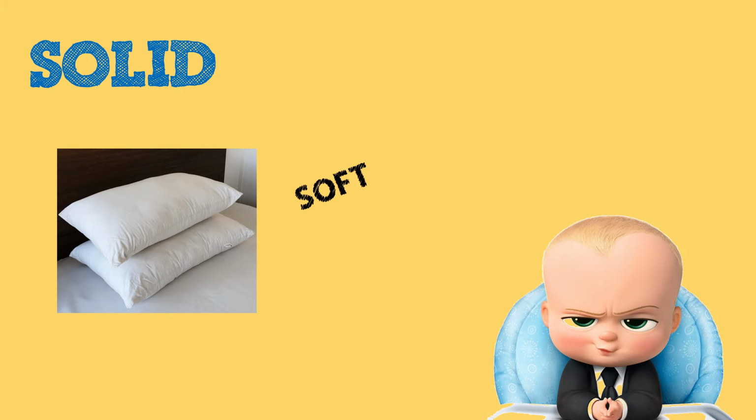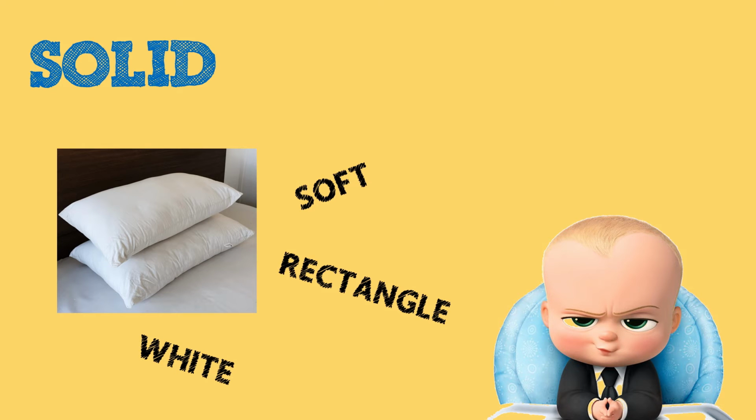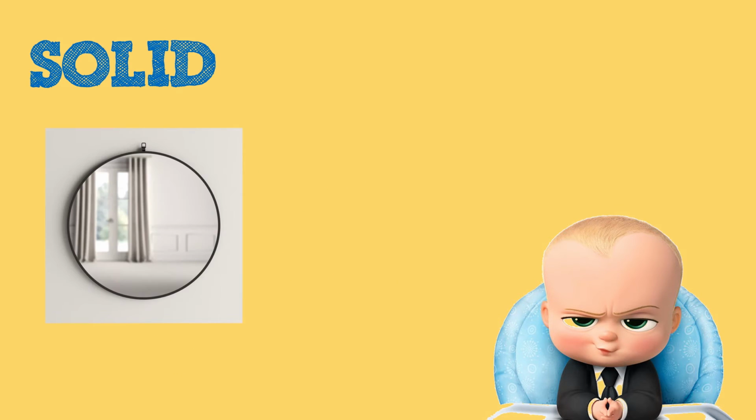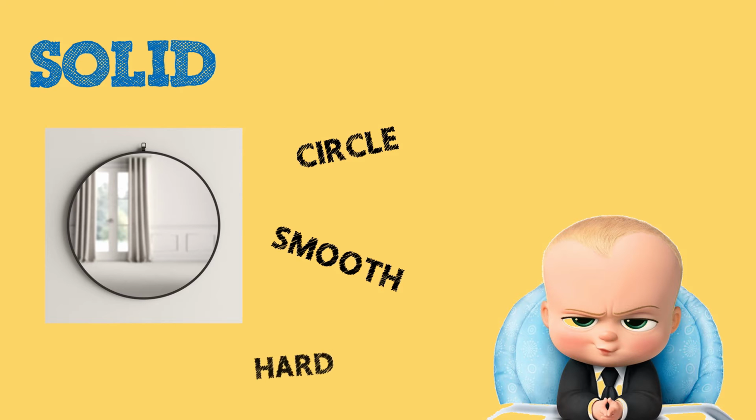You can also describe the pillow as soft. Its shape is rectangle, and the color is white. How about the mirror? Its shape is circle. When you touch it, it is smooth and hard.